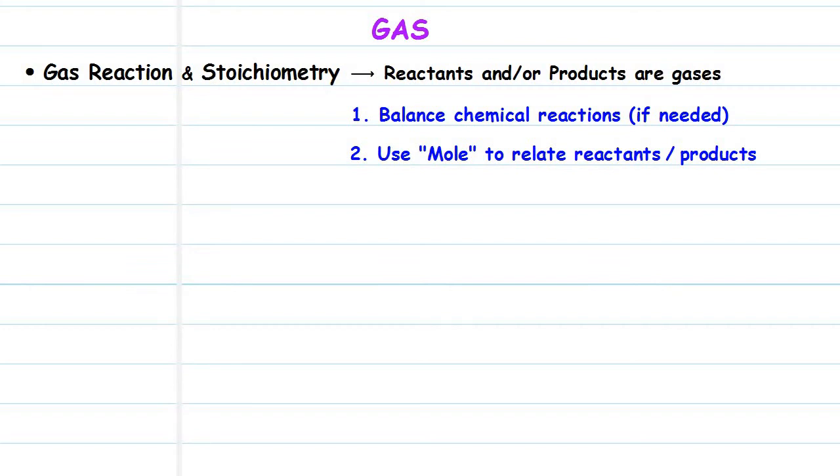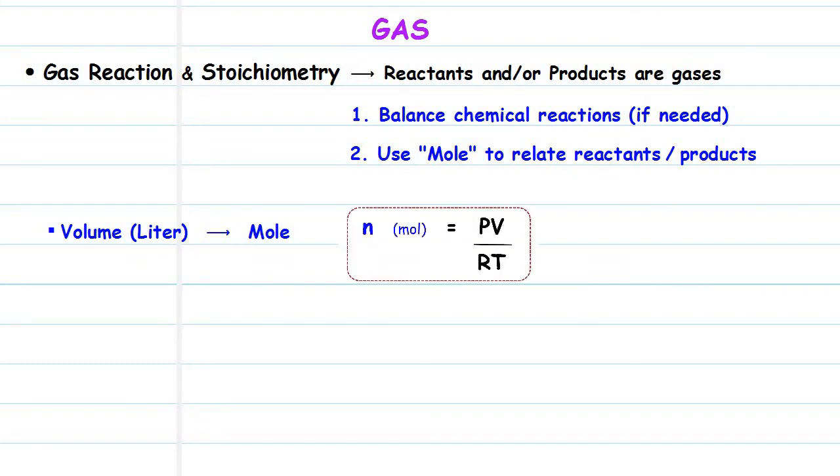For example, they may give us a volume of gas. To convert that to moles, we can use PV equals nRT, which means n, or moles, equals PV over RT. That means if we know the pressure, volume, and temperature of that gas, we can get moles.